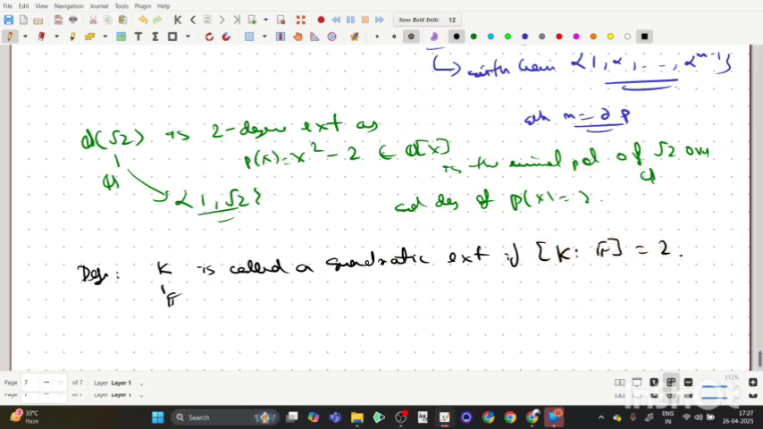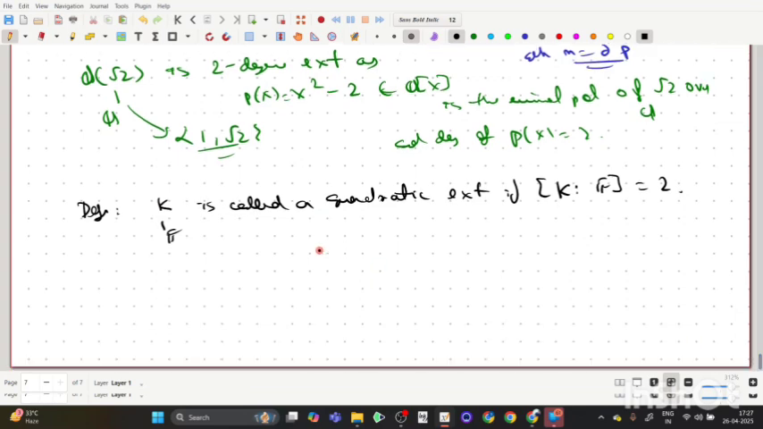So let's end this lecture here, and I'm giving you an exercise. Please try it at home. My computer is lagging. So let K over F be an extension. Then the degree of K over F is 1 if and only if K exactly equals F. Try this at home.